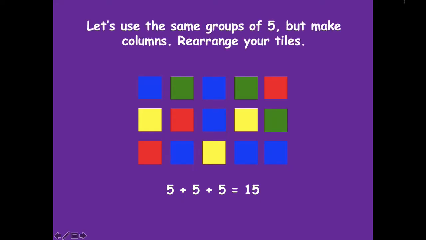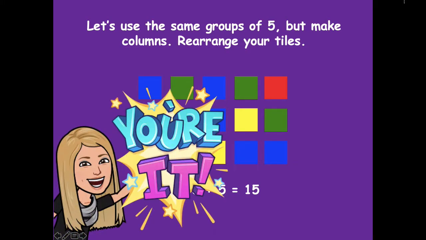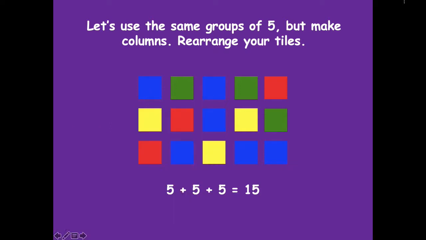Let's use the same groups of 5, but make columns. And you're going to rearrange your tiles. So instead of them having rows, the 5s are in rows, you're going to make the 5s in columns. So pause the video, make columns with groups of 5, and then click play when you're ready for the next step.